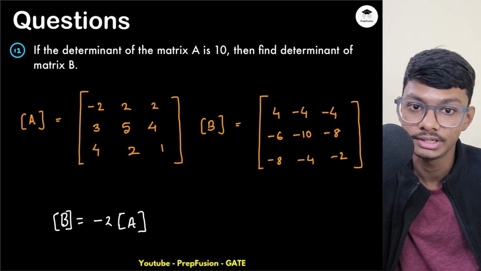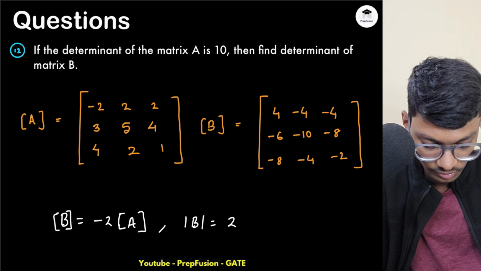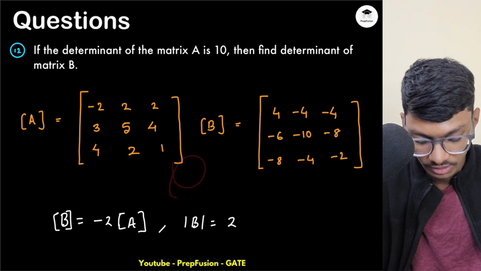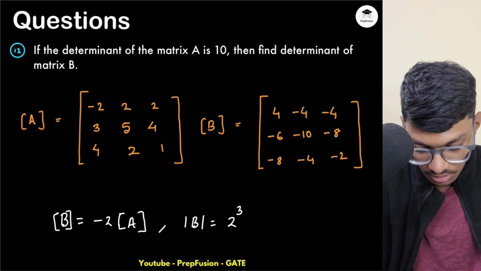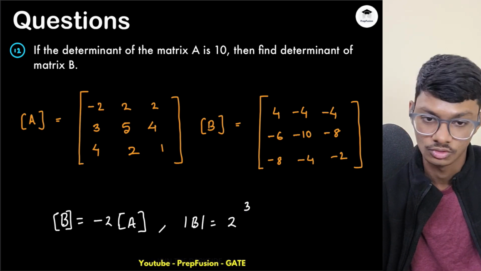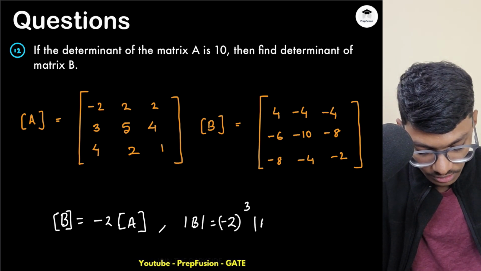Okay, so what will be my determinant? Simply, if you know the formula, well and good, it will be equal to 2 to the power of the order, which is 3 cross 3 in this case, so 2 cube. And here, not 2 only, we have minus 2 also. Don't neglect the negative sign this time. Minus 2 whole cube into determinant of A.